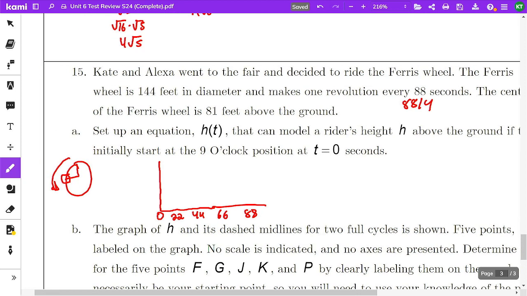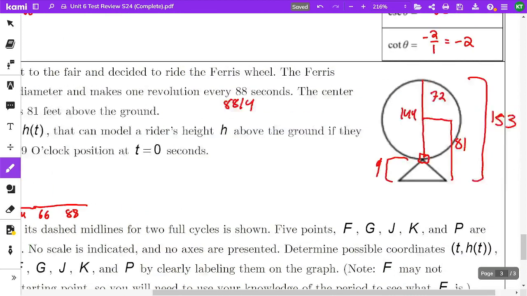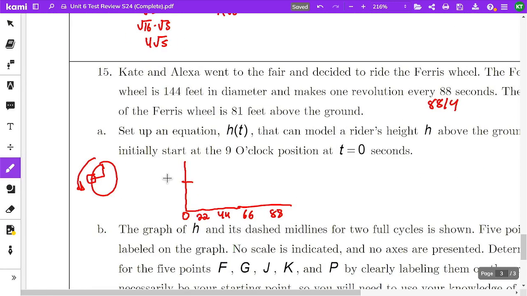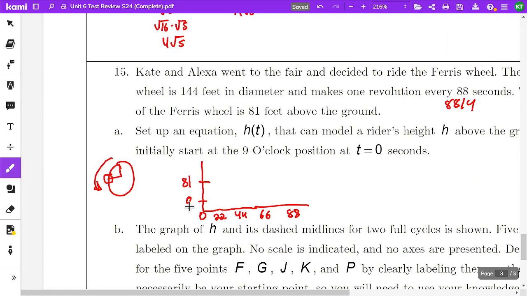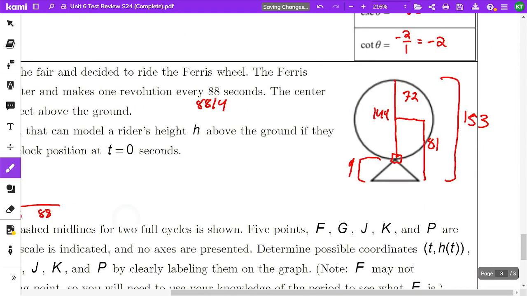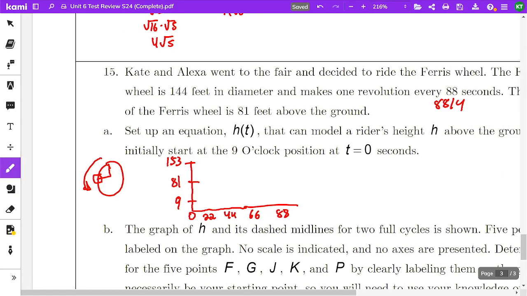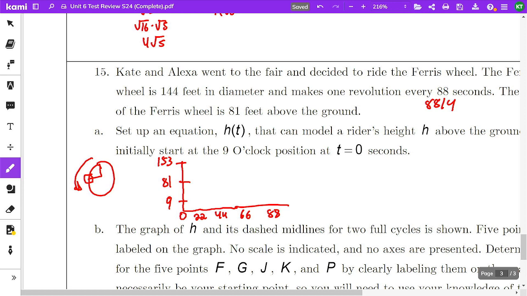Since we're starting at the 9 o'clock position, that's going to be our middle point, which we said over here is 81, because that's 9 plus 72, so 81. Our lowest point is going to be 9, because that's where they get on at the bottom here. And then our highest point is 153.